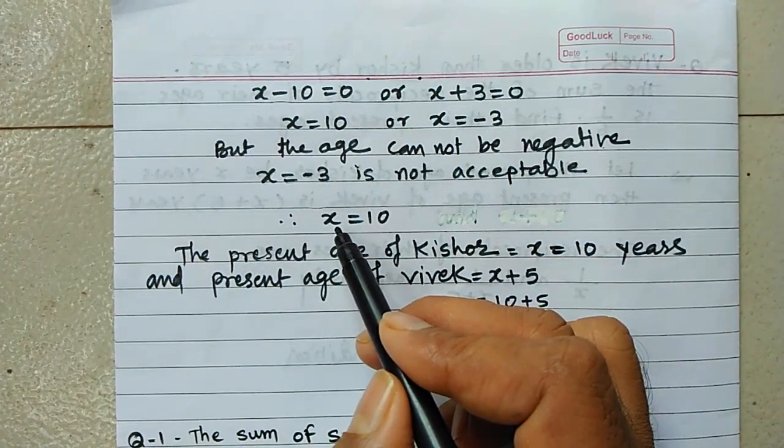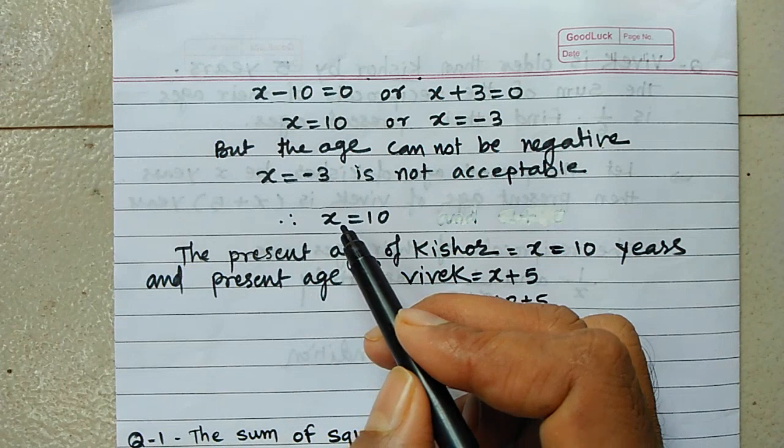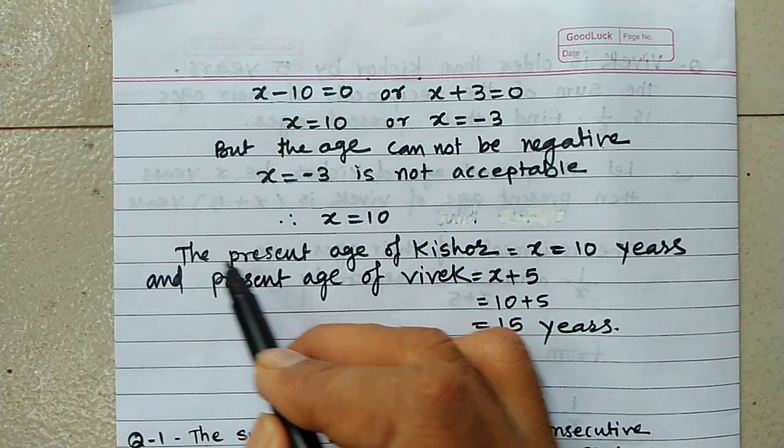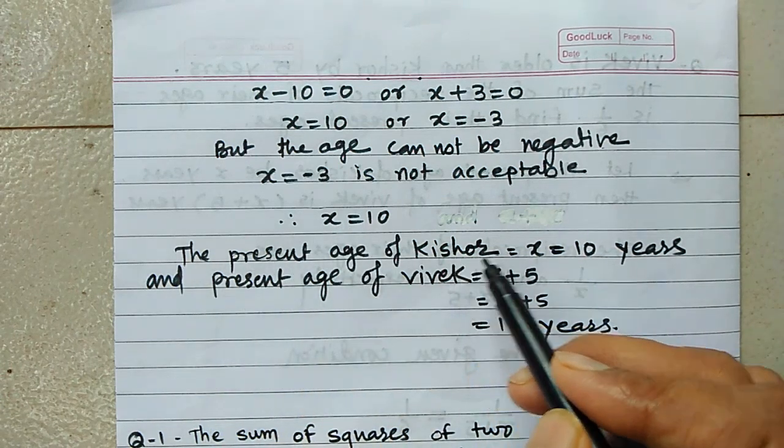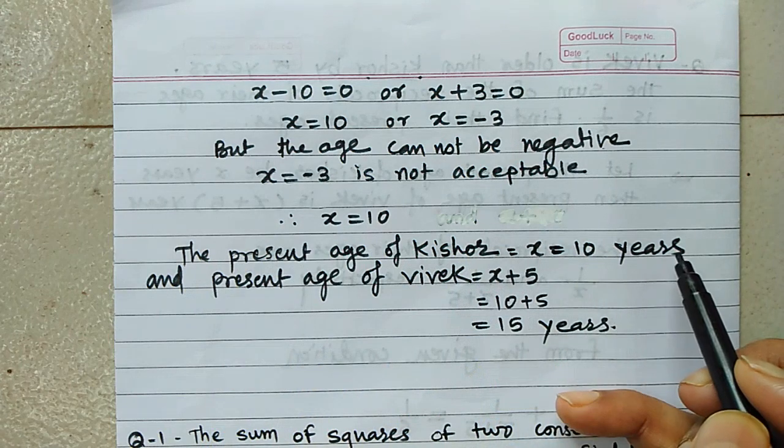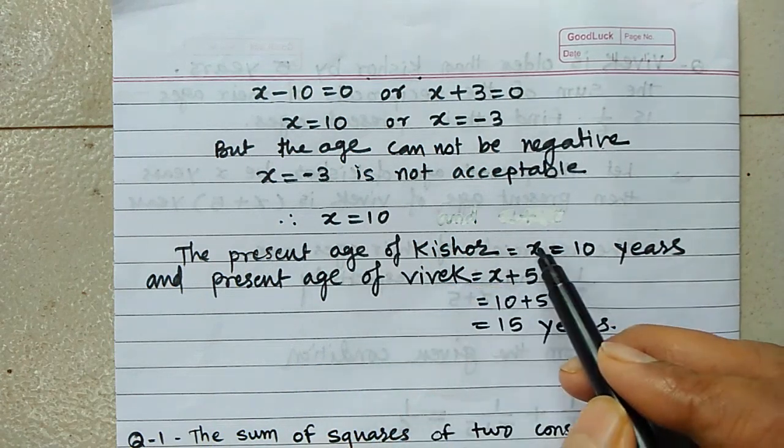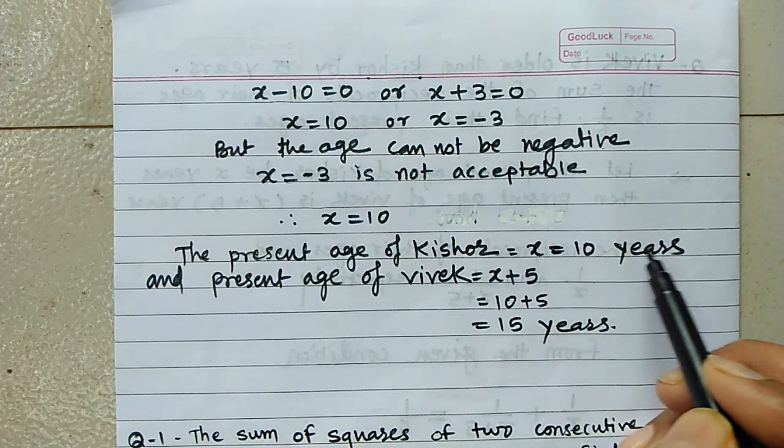To whom we have considered as x in the beginning of the example? The present age of Kishore we have considered as x, and that is 10 years. The value of x is 10 years. That's why the present age of Kishore is 10 years.